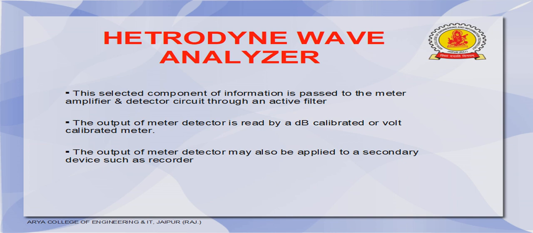Now, the cutoff frequency of the active low pass filter is chosen as 1500 Hz. This filter allows the output signal of the second mixer to pass, and this information is passed to the meter amplifier. At last, there is a meter circuit which displays the reading of the RF signal. We can choose the meter reading in volt range or decibel range. The output of the meter detector may also be applied to a secondary device such as a recorder.